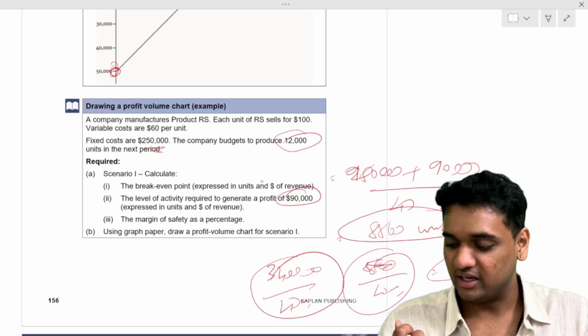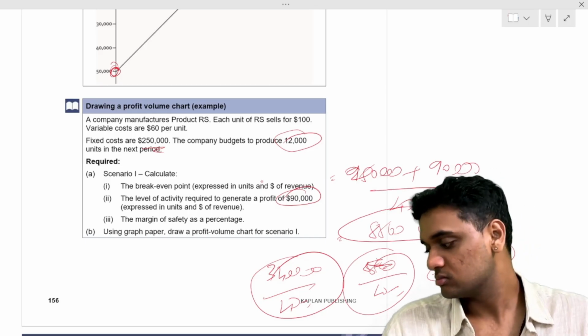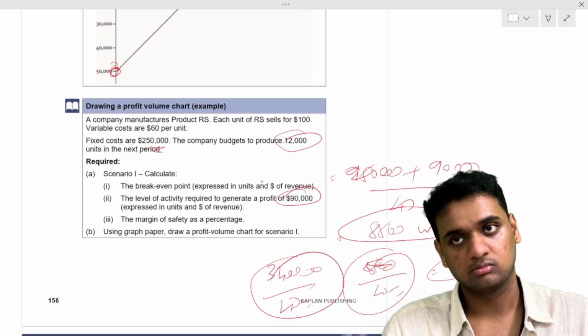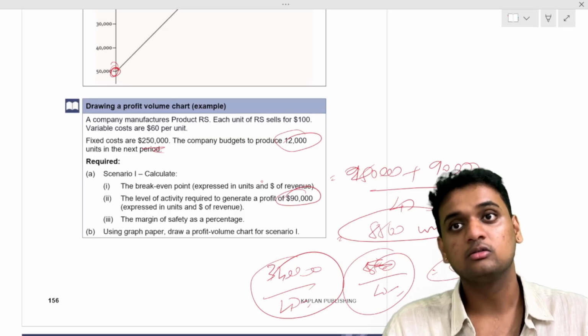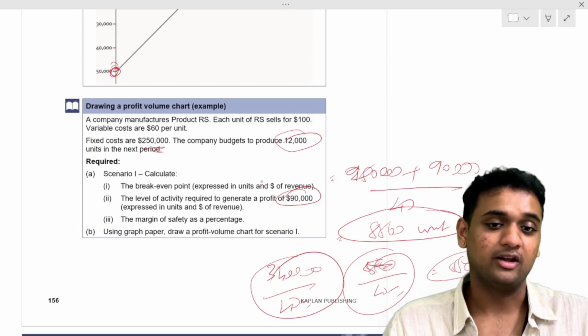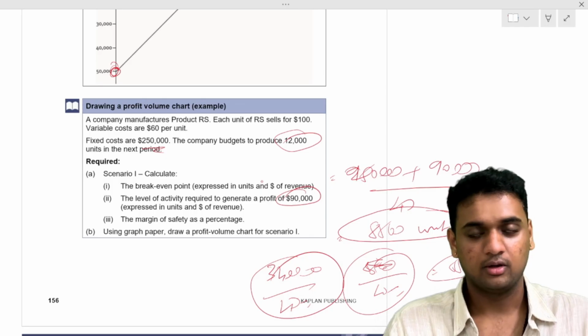Find margin of safety in units. 2,250. What did you get? 5,750. Any other answer? 5,750. Any other answer?